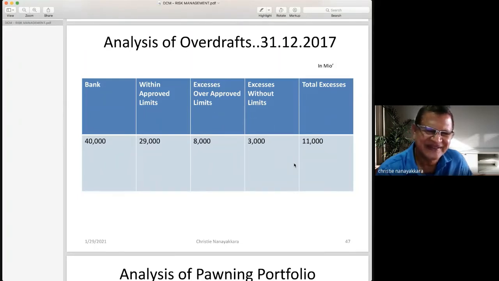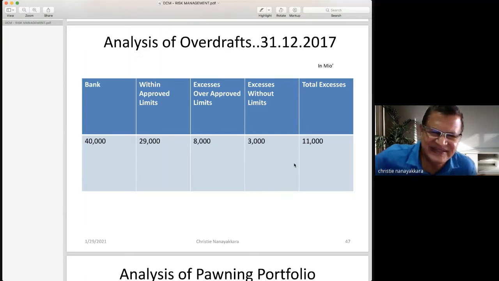Then some customers have a limit, but they exceed that limit and go further. And those customers are 8 billion. Excesses without limits are casual types of overdrafts. Generally, branches will have to accommodate those customers. And those items are 3 billion. So overall excess is 11 billion.